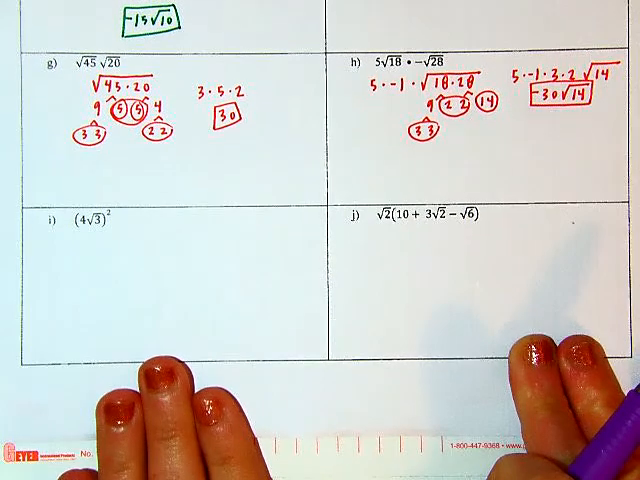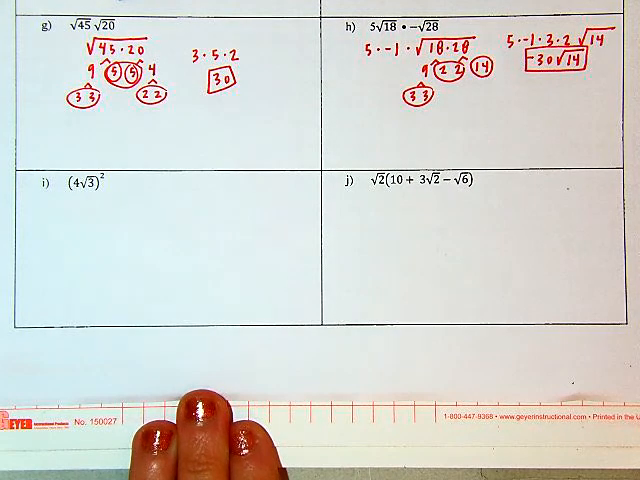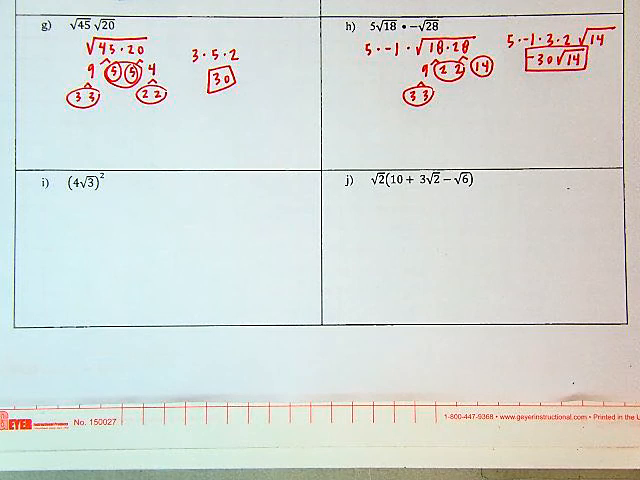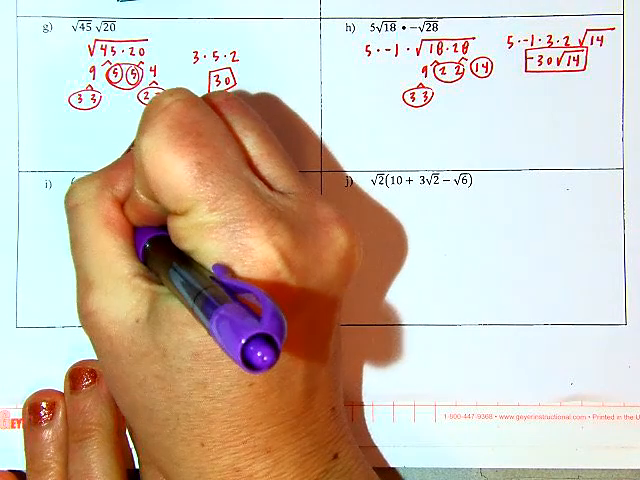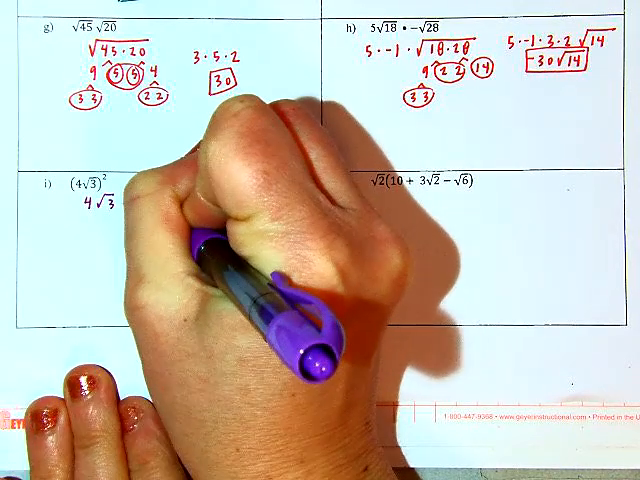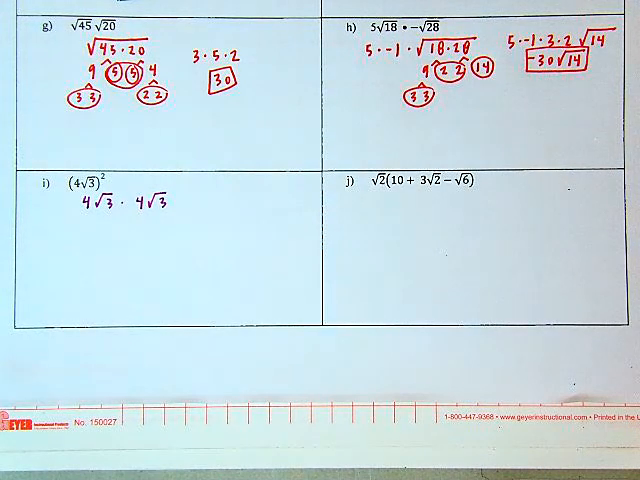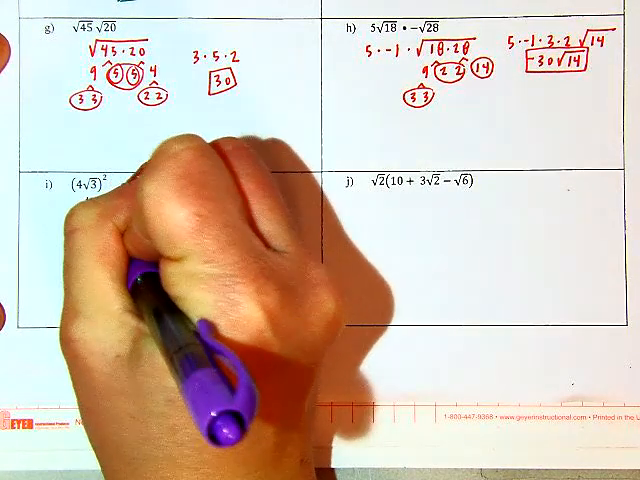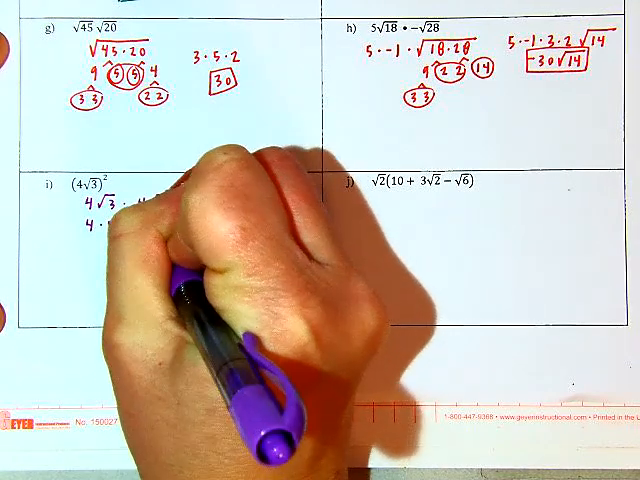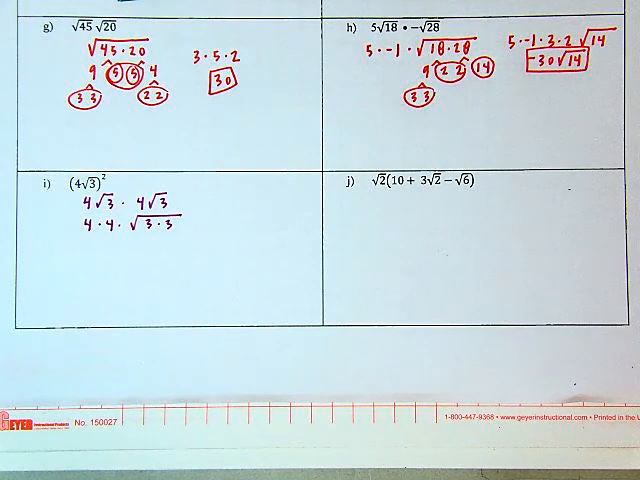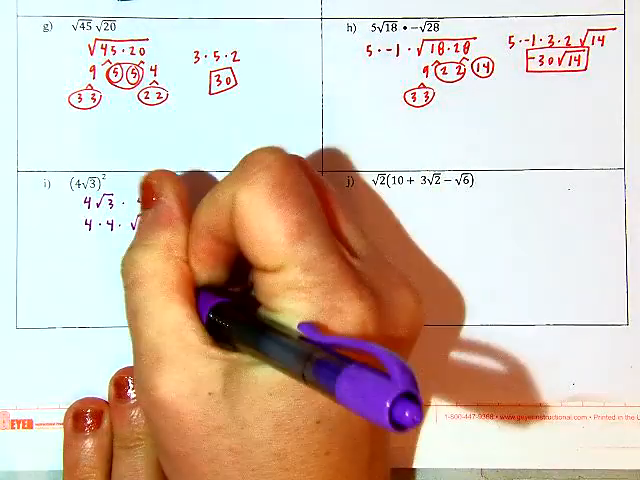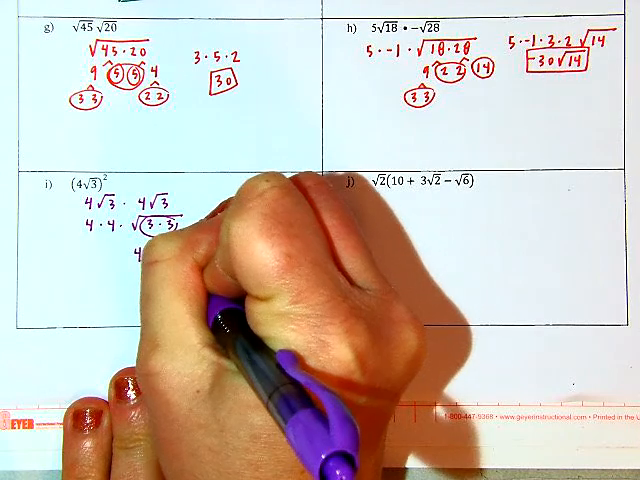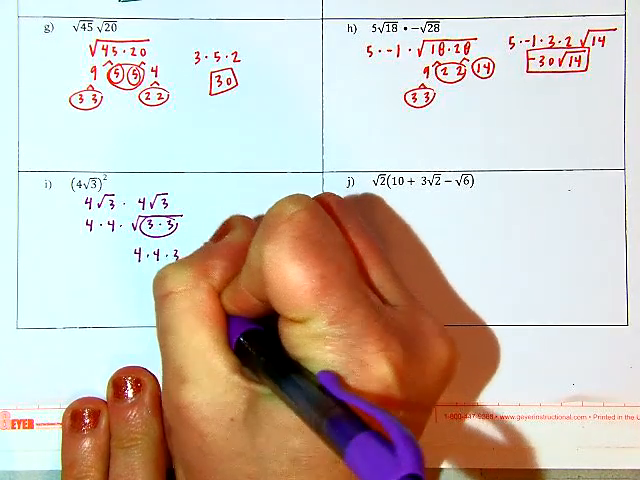All right, for I, here I have 4 root 3 as a quantity squared. So here I have to remember that what that's really telling me is 4 root 3 times itself. And if I do that same reshuffling, this would be the same as saying 4 times 4, and then root 3 times root 3, and I can go ahead and combine them underneath the same radical. So here that's going to give me a pair of 3's. So this becomes just 4 times 4 times 3, and it will get me 48 overall.